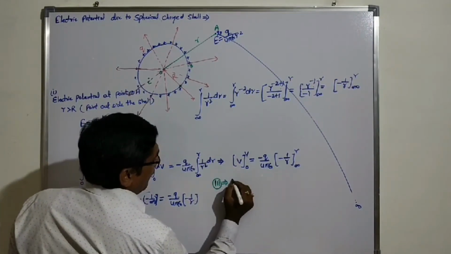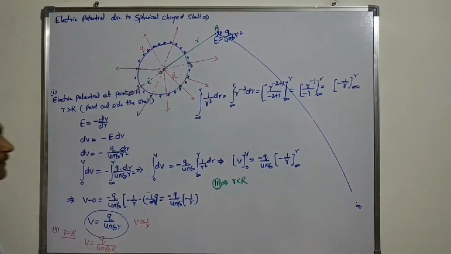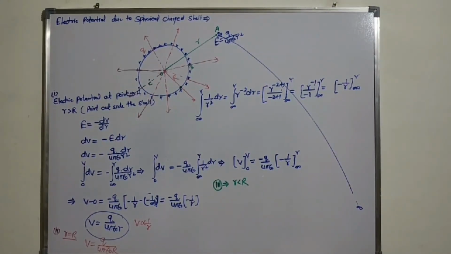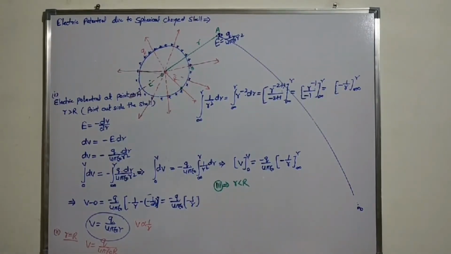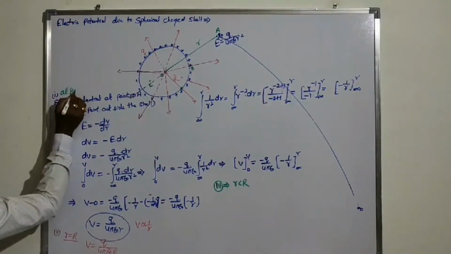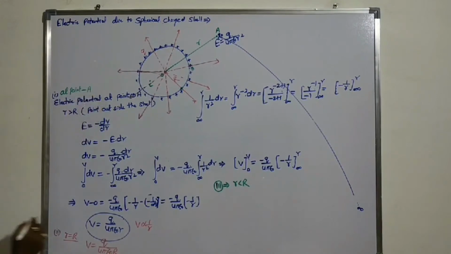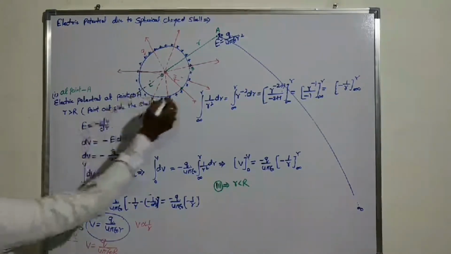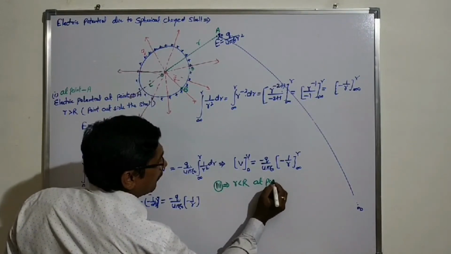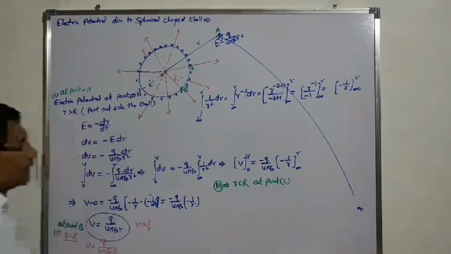Case number 3, when r is less than capital R. That means the observation point is situated inside the sphere, like this, the point is C. So here the first point is at point A, the second point is at point B, and the third point is at point C, which means the observation point is situated inside the sphere.